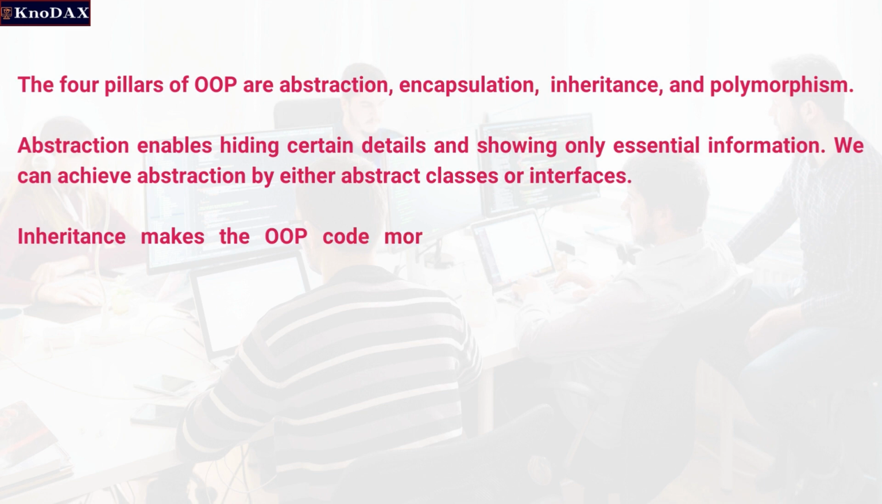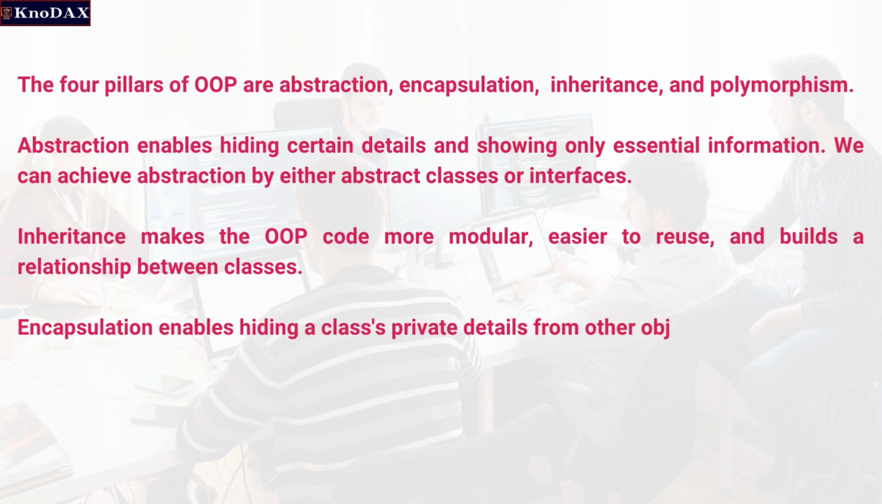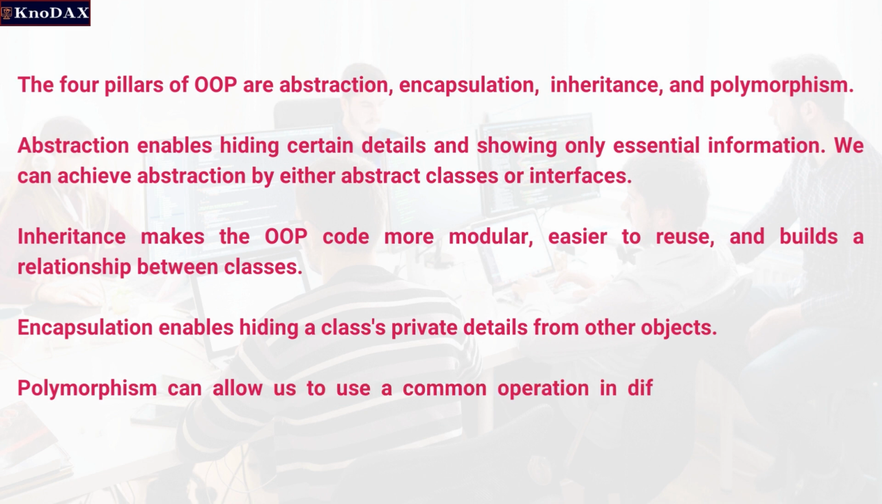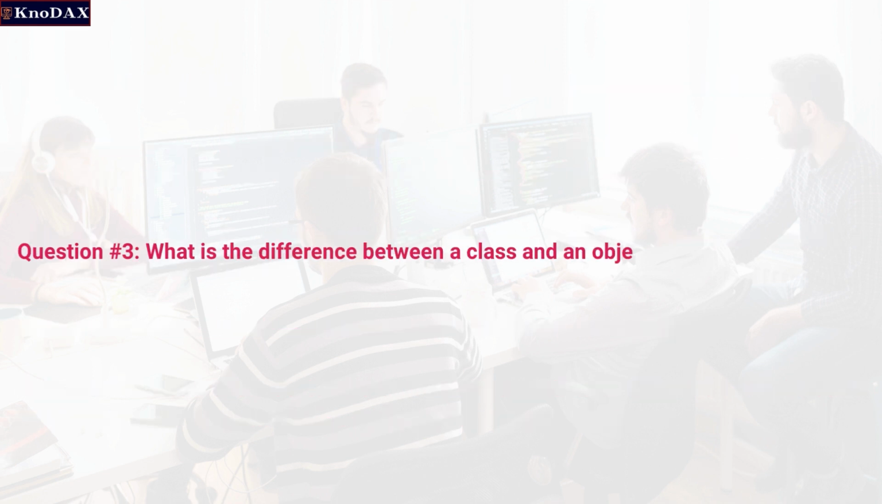Inheritance makes the OOP code more modular, easier to reuse, and builds a relationship between classes. Encapsulation enables hiding a class's private details from other objects. Polymorphism can allow us to use a common operation in different ways, in other words, calling the same method on different objects at runtime.